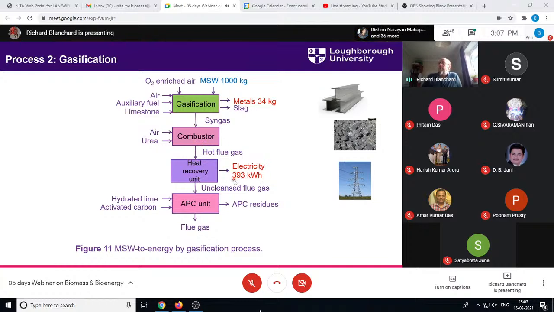And we produce a little bit less electricity through gasification. And again, we've got the cleanup processes as well. So that's the gasification route. So we get a little bit less electricity from this route and a little bit more complicated. So again, not quite as economic.